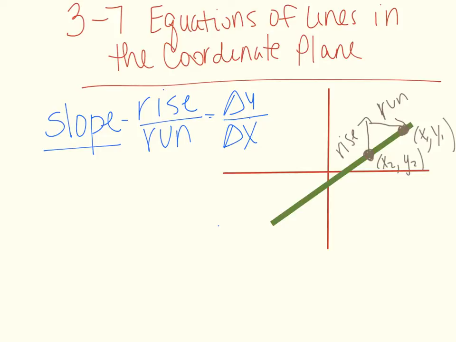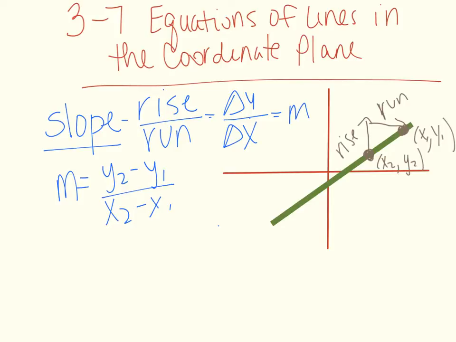So we need to remember that the slope, which is also represented by the letter m, equals the change in y over the change in x. So when we're trying to find the slope of any line, we're going to subtract the y's, put them on top, and subtract the x's and put them on the bottom.